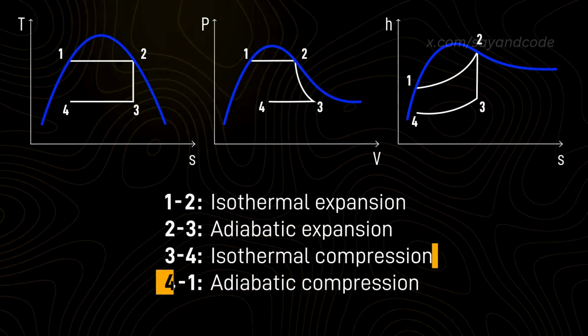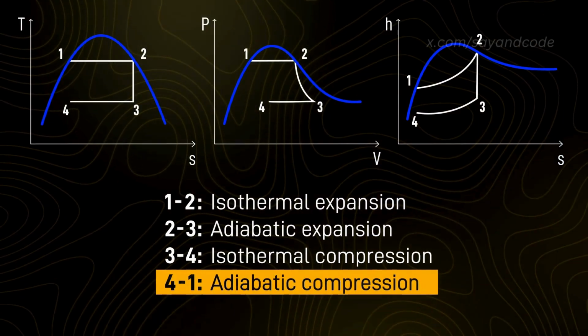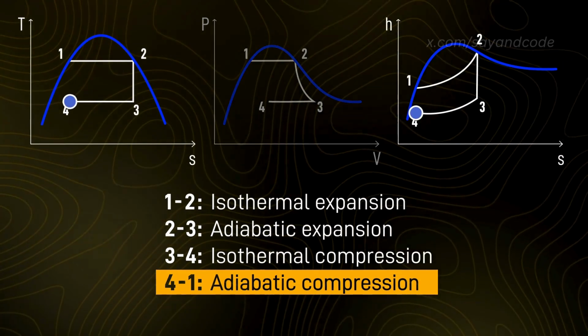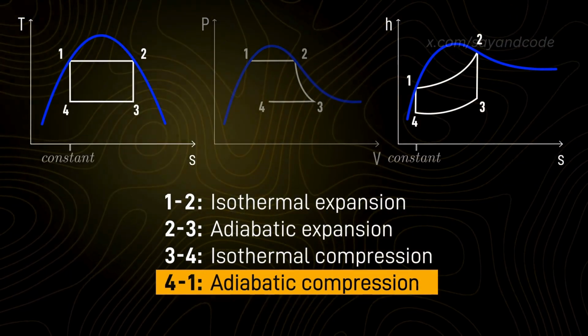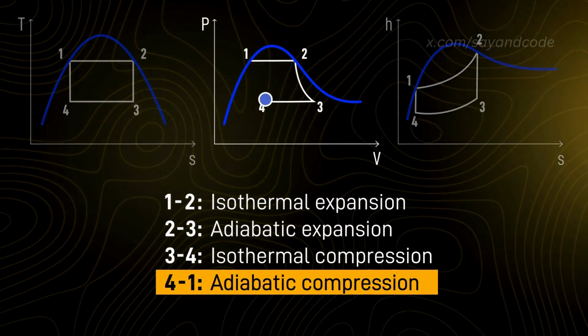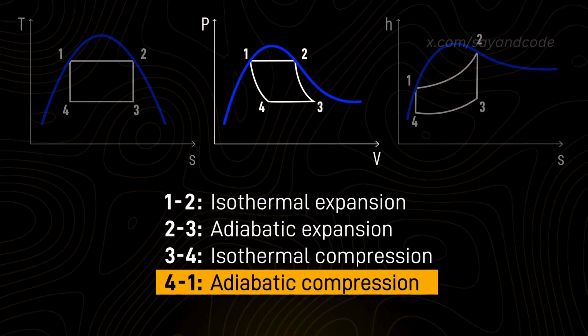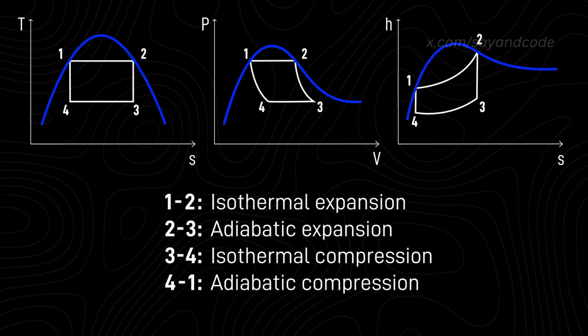The last process, 4 to 1, is adiabatic compression. So we draw a vertical straight line on the TS and HS diagram, showing constant entropy, and a parabolic curve on the PV diagram. These are the graphs for the Carnot vapor cycle.